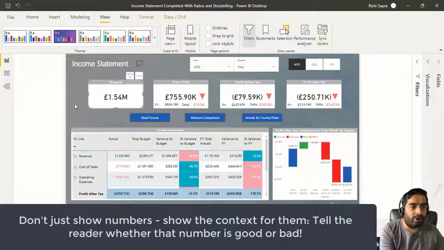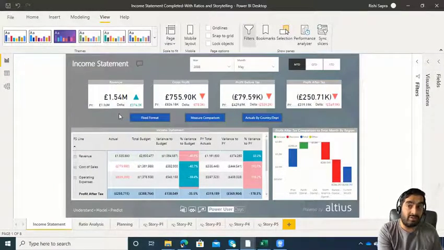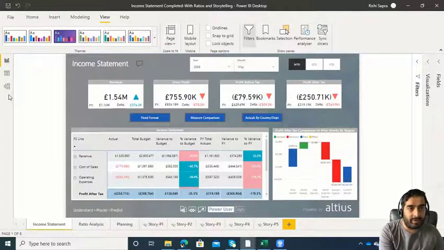So we need to have context here, and this is where we've got these arrows. So up and down arrows. Up being the number's gone up, and down meaning it's gone down, and then red or green to say whether that increase or decrease is favorable or unfavorable. Now for all of these, an increase is always favorable because they're all credits. So revenue, gross profit, profit before tax, and profit after tax. If they've gone up, it's good. If they've gone down, it's bad.